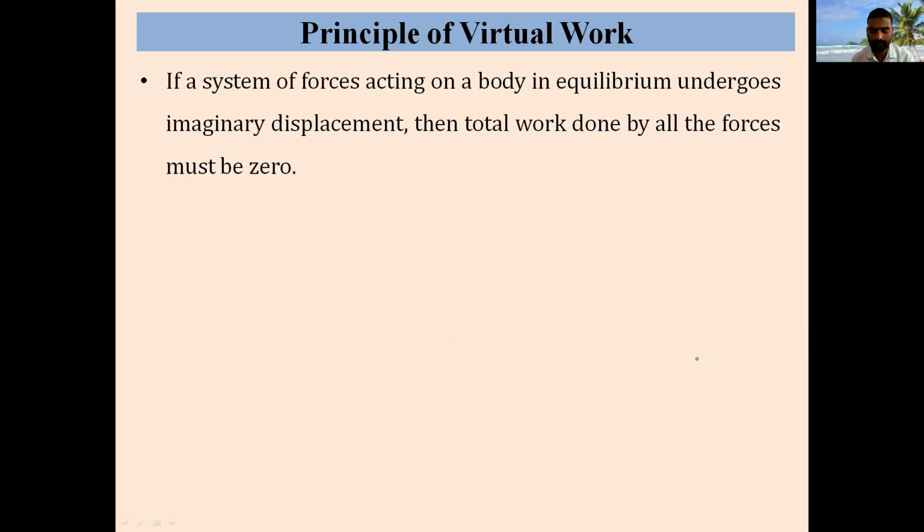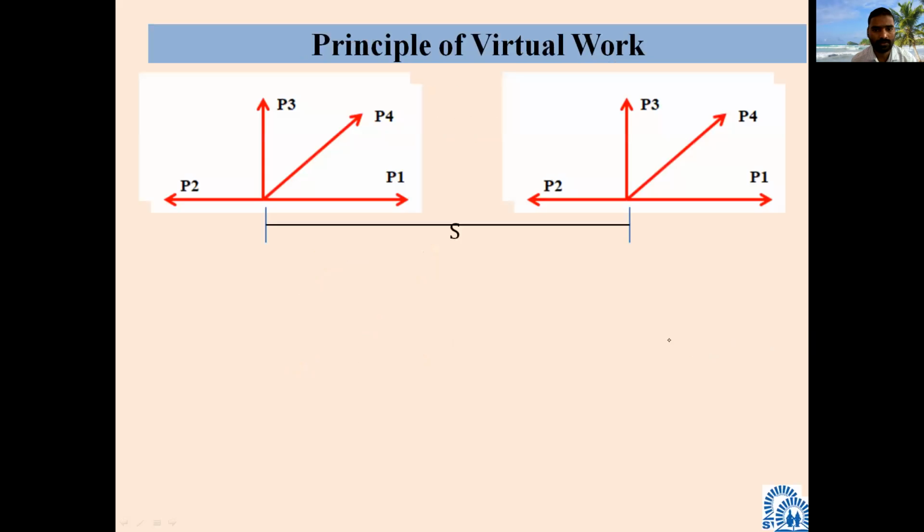Am I audible? Yes, sir. Suppose this is a body, acted on by many different types of forces. If the body is in equilibrium, finally it has come to this point and is in equilibrium, then the total work, the virtual work, is equal to zero.